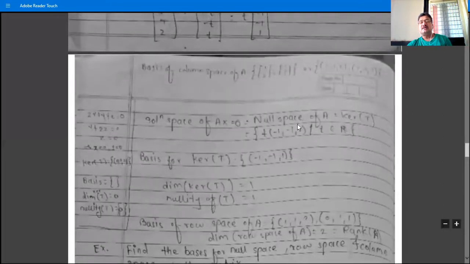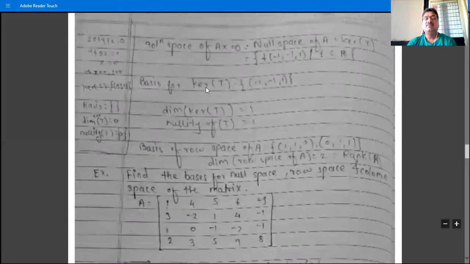So in this case, the basis for the kernel of T contains this element, (-1, -1, 1), in round brackets, and in curly brackets because it is a set. And so the dimension of the kernel of T is equal to 1, because there is only one vector in a basis for the kernel of T. So the number of vectors in the basis for the kernel of T is 1, and therefore the dimension of the kernel of T is 1, and the dimension of the kernel of T is called the nullity of T. So this is the kernel of T and its basis and its dimension, that is, the nullity of T.